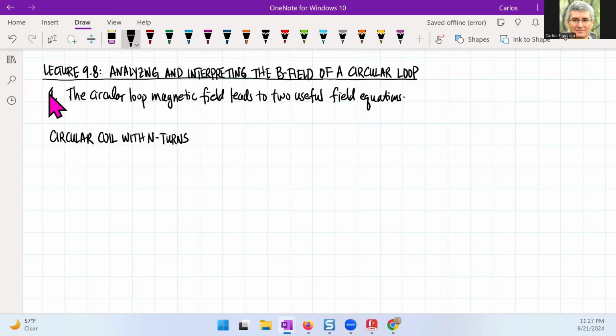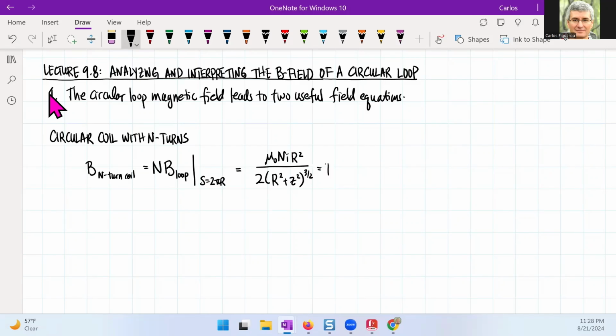So if I look at that magnetic field, it looks something like this. B of an N turn coil is then going to be the number of turns times the magnetic field of a loop, where in this case the arc length is going to be 2 pi r. And this leads to a relationship that reads mu naught N I r squared divided into 2 times (r squared + z squared) to the 3/2. So this right here is the magnetic field of a coil with N turns.